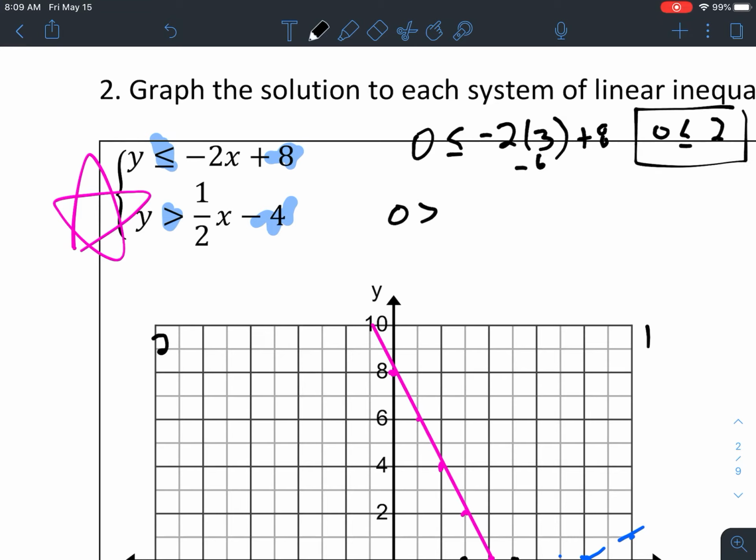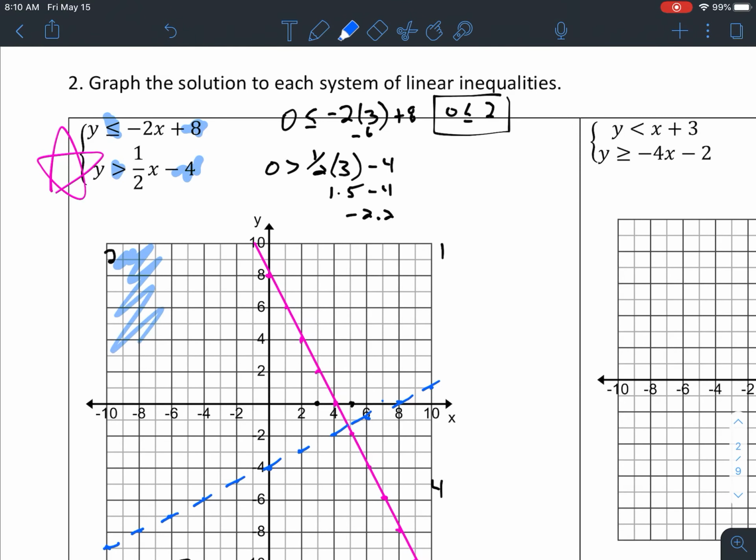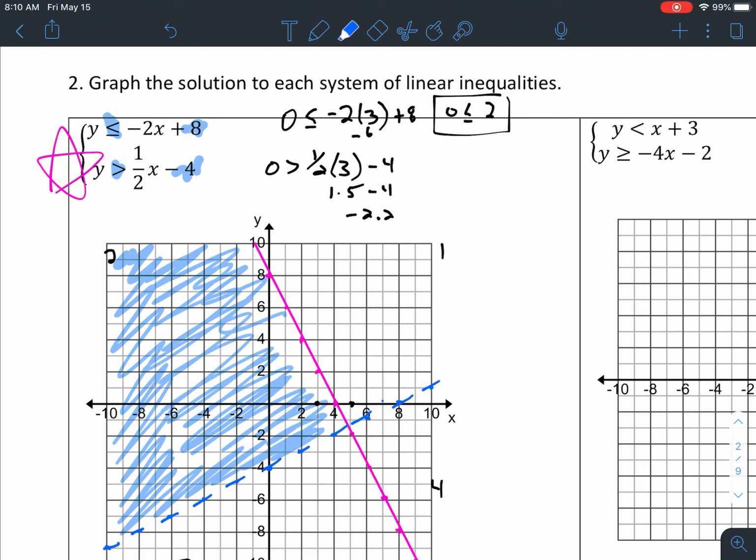Y is 0. 1/2 times 3 minus 4. So 1/2 of 3 is 1.5 minus 4 gives us negative 2.5. 0 is greater than negative 2.5. That is true. So we can shade zone 2. We know that's going to work. Both statements are true. So we just shade like this. And that's all you have to do. Okay? So that is it.